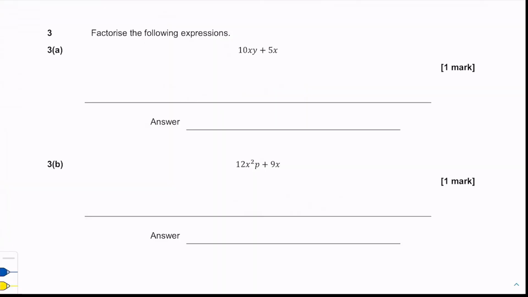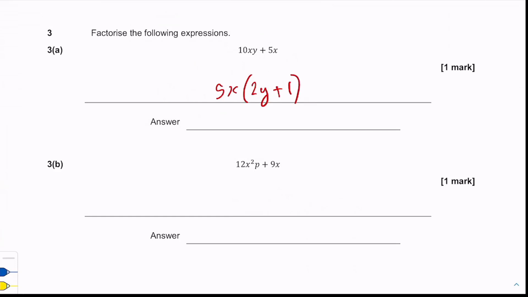Moving on to some progressively more difficult examples, we've got two algebraic terms now. We've got xy, and we need to factorise 10xy plus 5x. Okay, so the highest common factor, remember, has to appear in both terms, so we can only put down 5x. And then to get 10xy, we multiply by 2y, and to get 5x, we multiply by just positive 1.